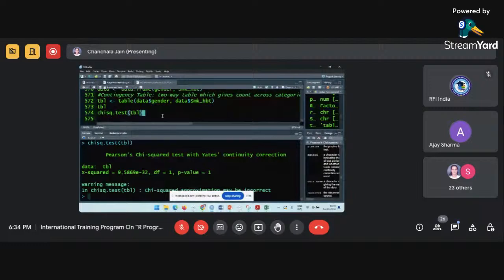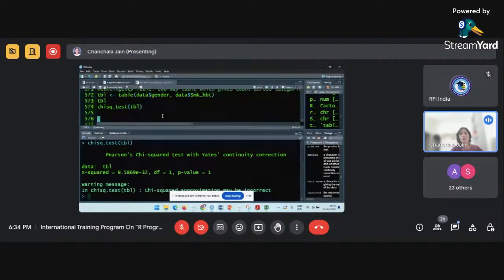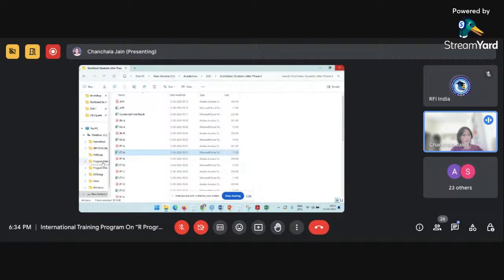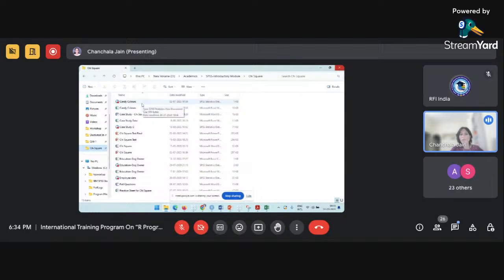Now, I think I have given a file to everyone. I think you have downloaded it, right? Now, the way I'm doing, you need to do that. I have shared a folder, so on my screen you can see a folder. Is it visible to everyone?